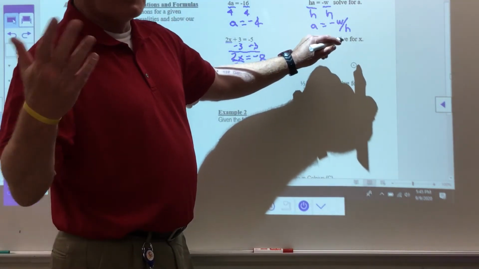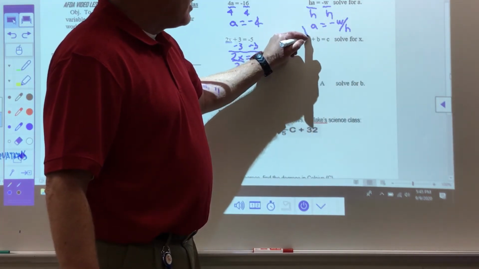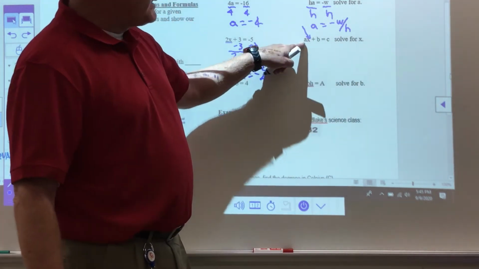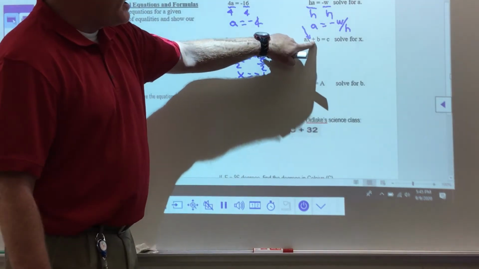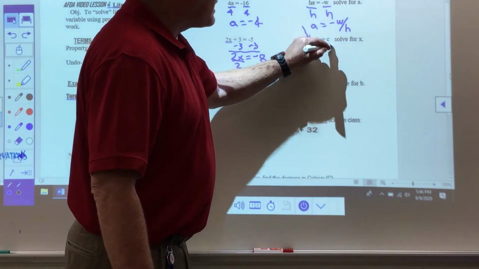This one here is a two-stepper. Let's see what's going on. It says solve for x. So we notice that the x is right there. It has the a beside it that's multiplying and the b that's adding. So we're just going to go ahead and subtract b from both sides.